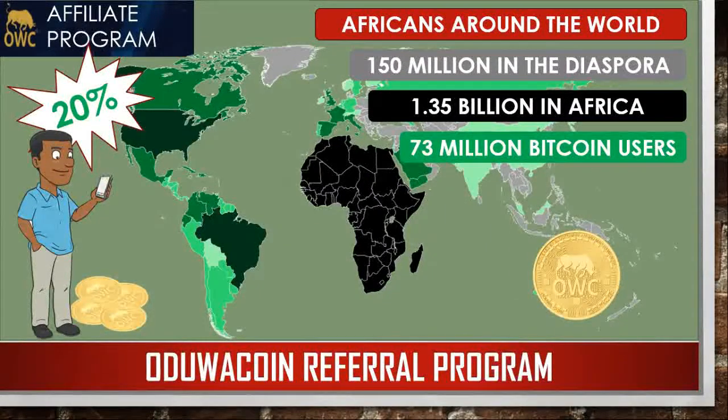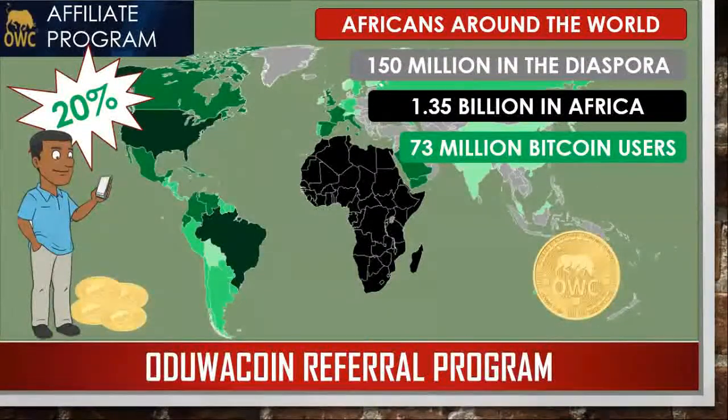Now, an interesting statistic is that there are only 73 million Bitcoin users in the world that propelled Bitcoin from 10 cents in 2009 to the current price of, I think it's about 46 or 47,000 right now, $47,000 for one Bitcoin. It just took 73 million Bitcoin users.